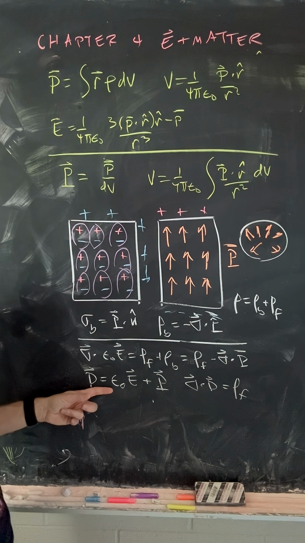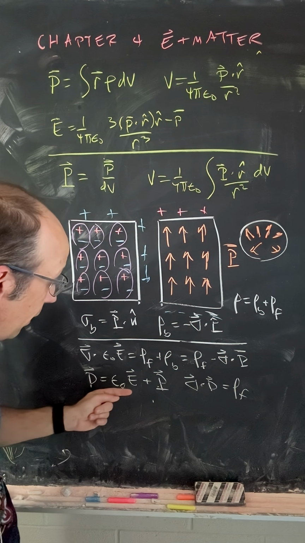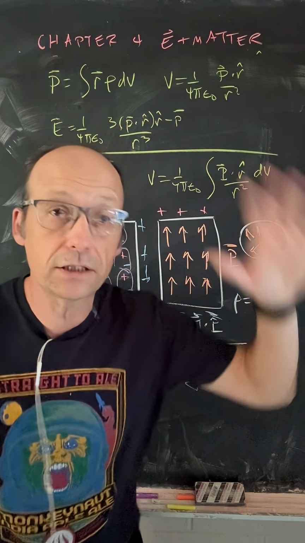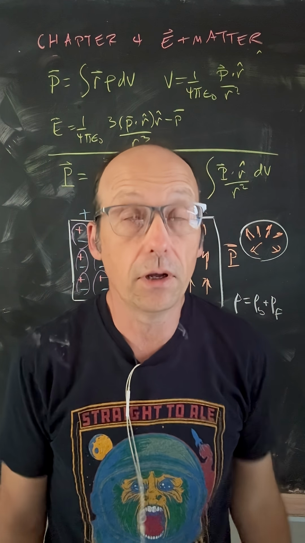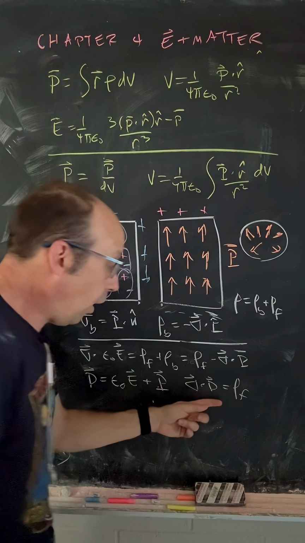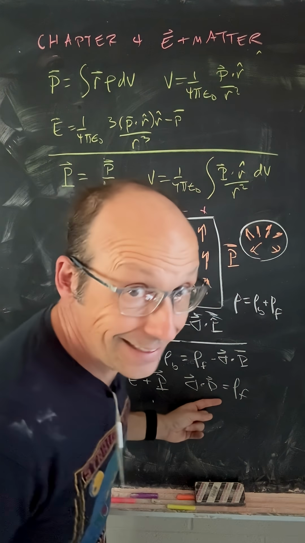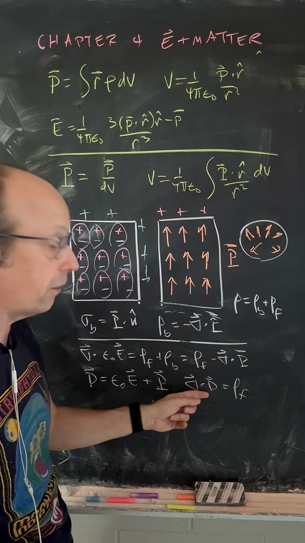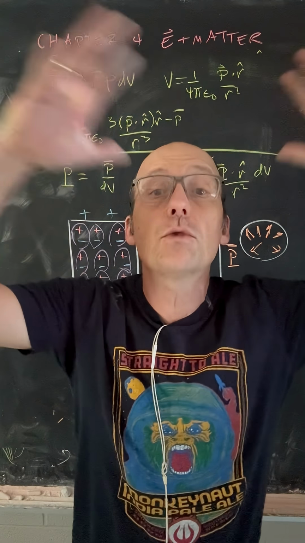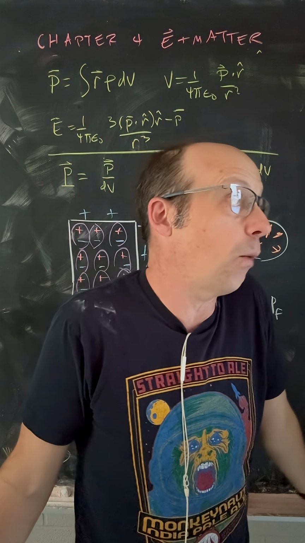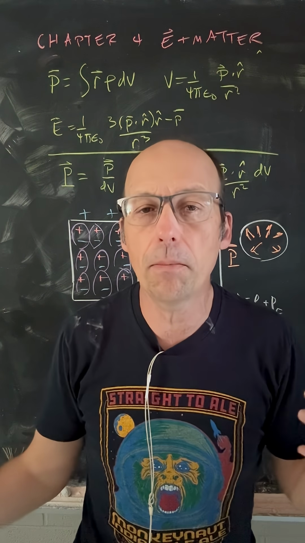And this leads us to write D as epsilon naught electric field plus the polarization, and we call that the displacement field. Why would we do that? Well, now we have this for Gauss's law. It is Gauss's law. The divergence of the displacement field is the free charges. So we can find this displacement field, not worry about the materials first, and then go back and worry about the materials later.